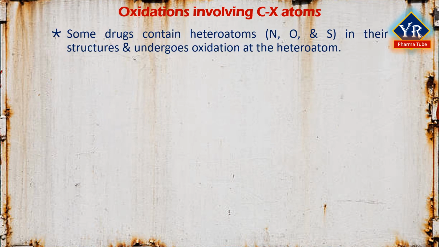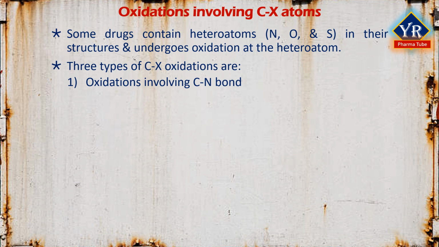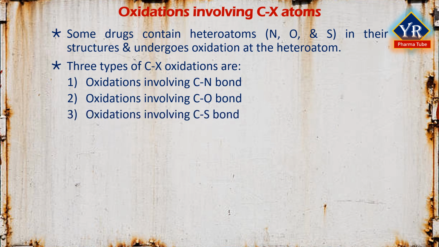Some drug molecules contain heteroatoms such as nitrogen, oxygen, and sulfur in their structure, and the process of oxidation takes place at the heteroatom. Thus, these types of oxidations are of three types. Number 1, oxidations involving carbon-nitrogen bond. Number 2, oxidations involving carbon-oxygen bond. And number 3, oxidations involving carbon-sulfur bond. Nitrogen and oxygen functionalities are commonly found in many drugs and foreign compounds. Sulfur functionalities occur only occasionally.